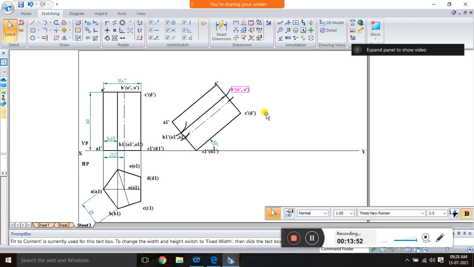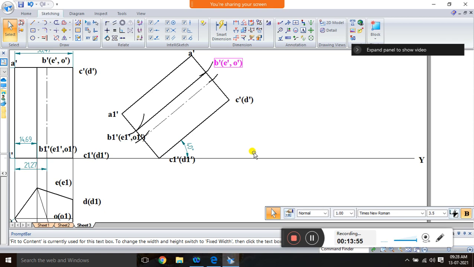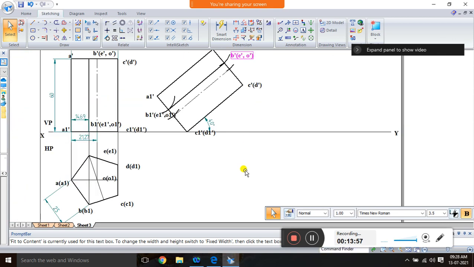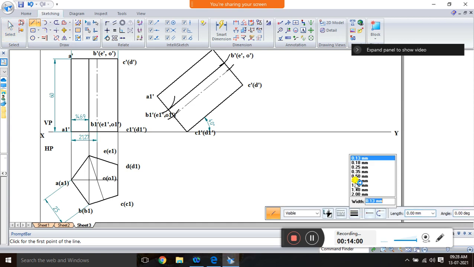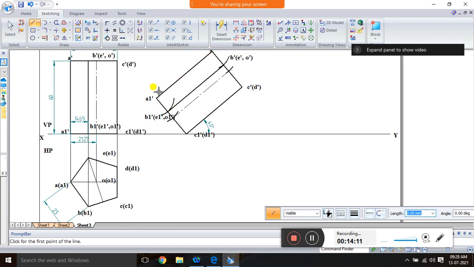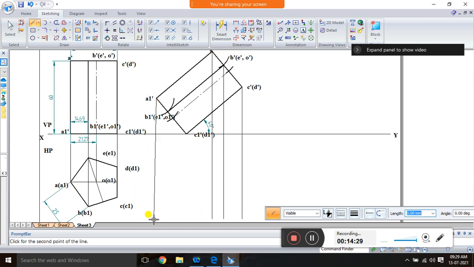So after this you have to go for the top view. So how are you going to construct the top view? By projection. So you have to project all the points. First you have to project all the vertical points. With the help of scale, you have to project it.